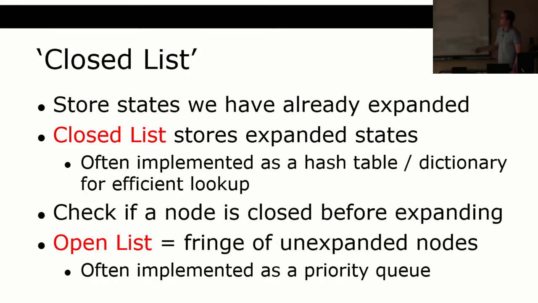That's it. Because this is called the closed list, the open list is going to be the fringe of unexpanded nodes. So the fringe that we've been talking about so far, we're going to call that the open list from now on. We have the open list of things that we want to expand, and the closed list of things that we've already expanded. And in practice, in assignment 2, we're going to be implementing this open list as a priority queue, which is sorted based on our search strategy.